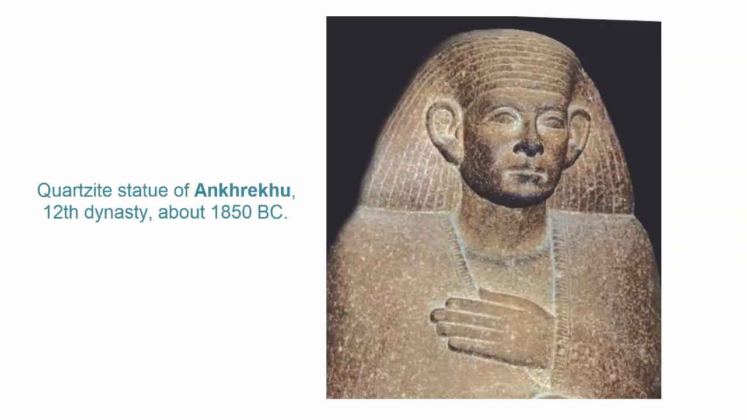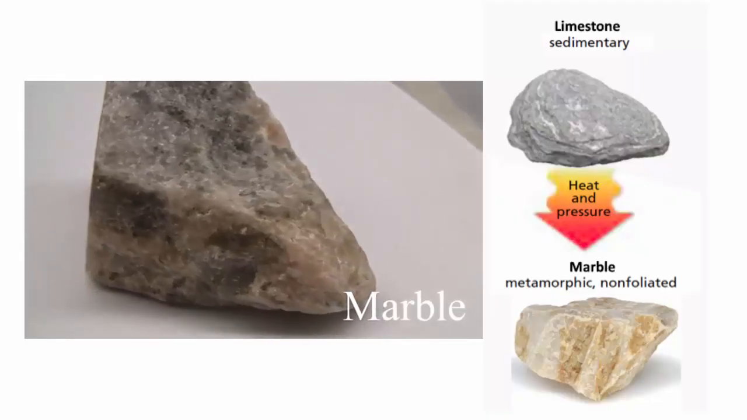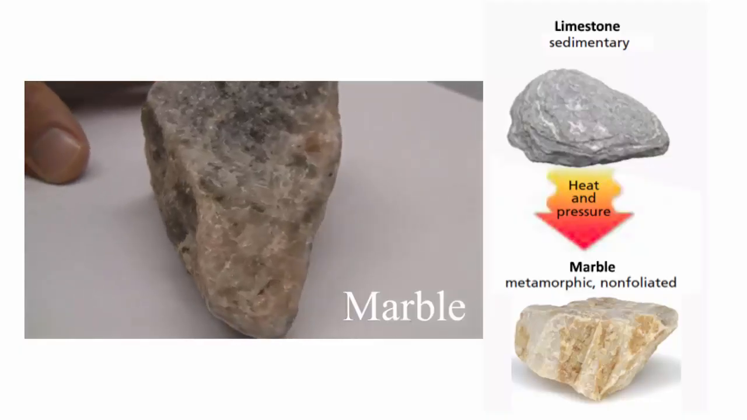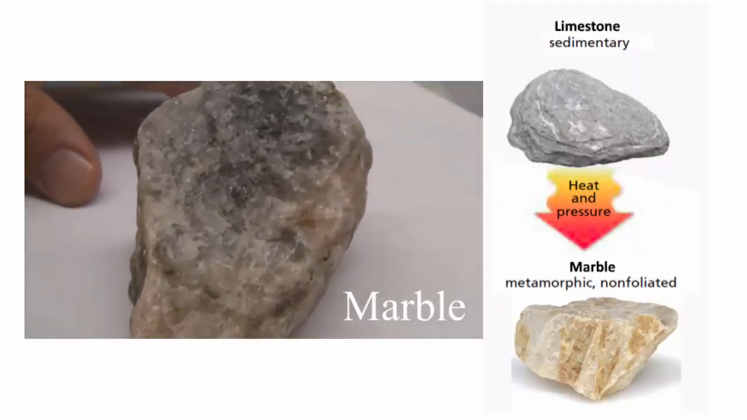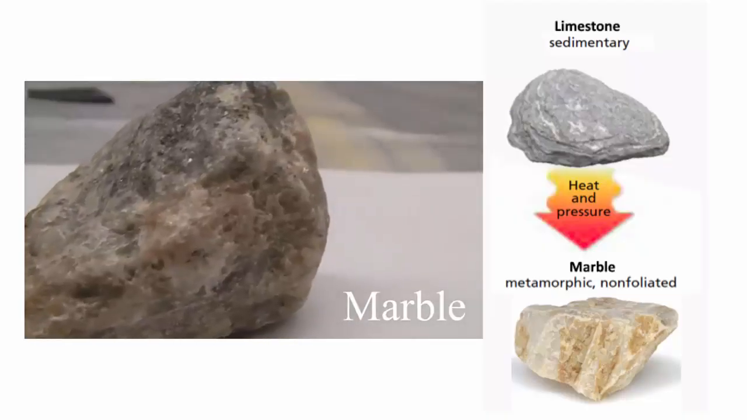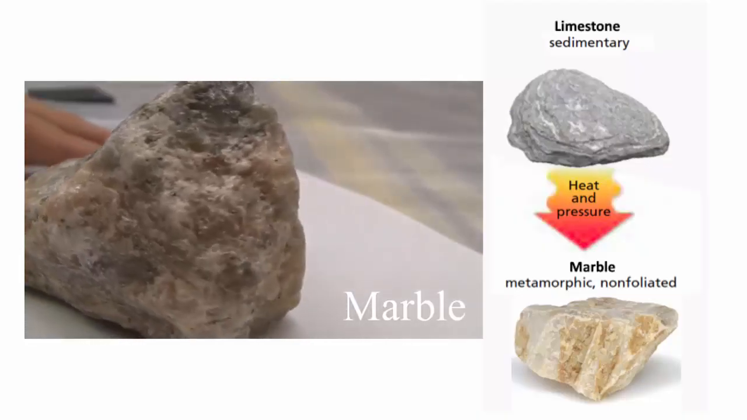The photograph shows a quartzite statue of Ankregu, which was made in 1850 BCE, almost 4,000 years ago. Marble. When limestone is heated, it changes into a metamorphic rock called marble. All the minerals melt and form new crystals. Marble is extremely hard and very shiny. It can be white, red, blue, or green depending on which substances were in the original limestone.